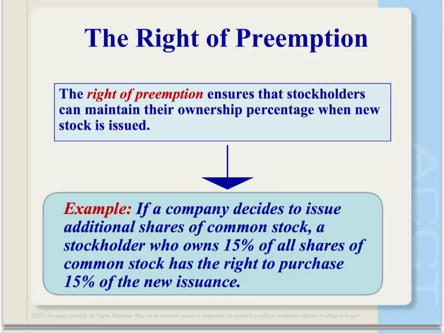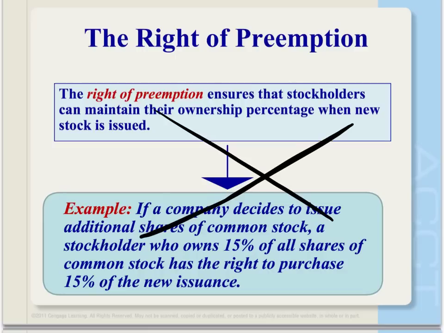The next right we have is the right of preemption. This ensures that a shareholder can maintain their ownership percentage when new stock is issued. For example, if a company decides to issue additional shares of common stock, a stockholder who owns 15% of all the shares of common stock has the right to purchase 15% of the new issuance of stock. Because of the record-keeping burden of this right and the ease with which an investor can purchase stock in the marketplace, this right often is withheld from stockholders, and so we don't look at it that much today.